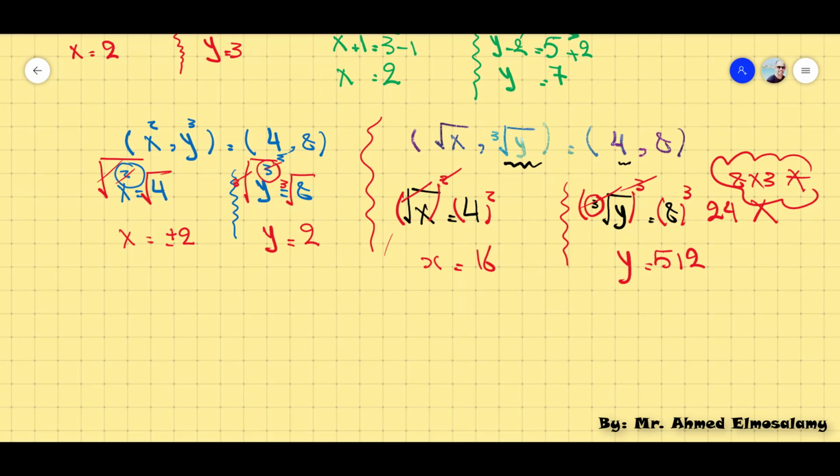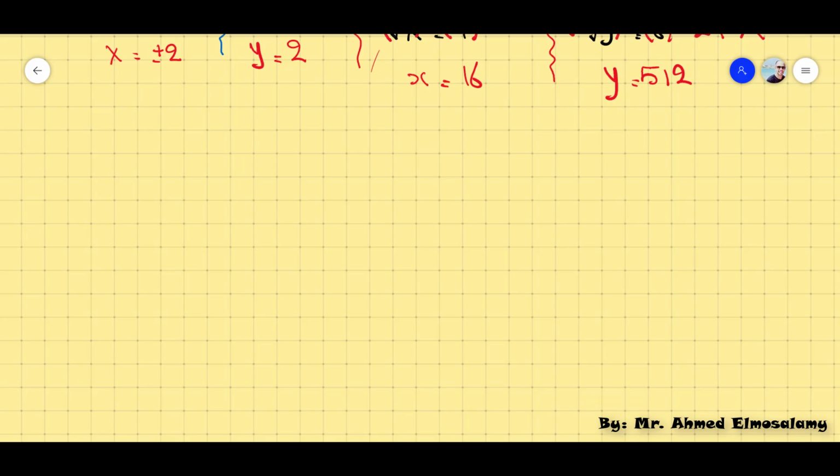Okay, and we have another exercise here. The ordered pair a minus 7 and 26 equals another ordered pair, negative 2 and b to the power 3 minus 1. Find the value of a and b.